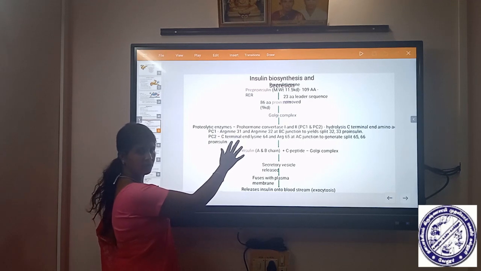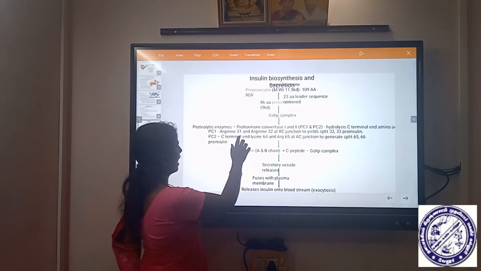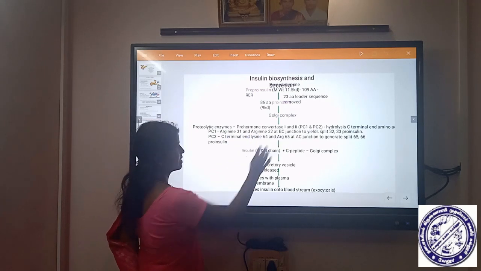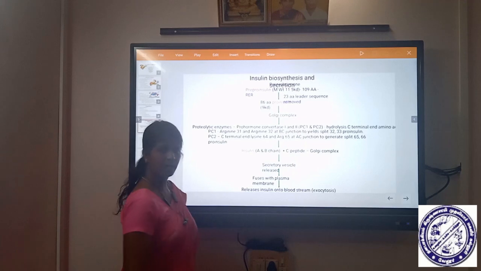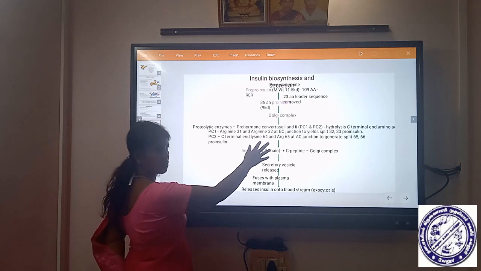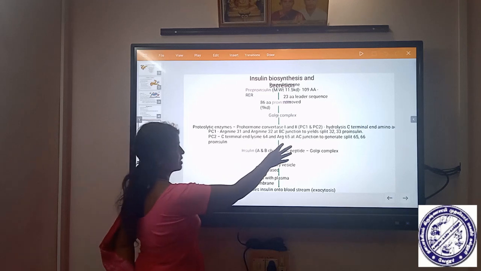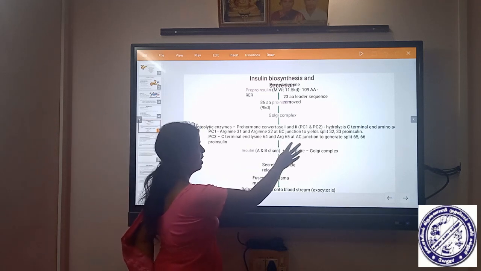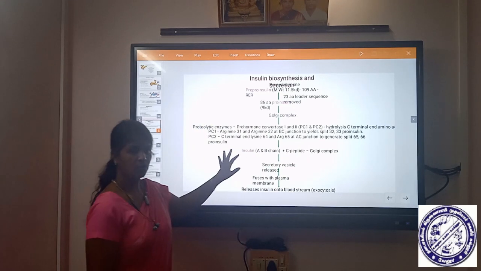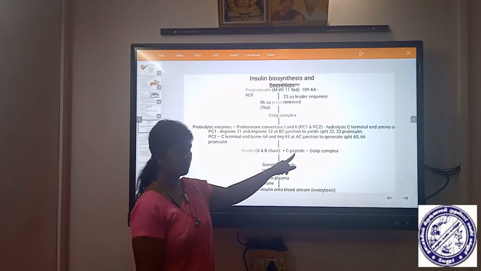There are 2 proteolytic enzymes, PC1 and PC2. PC1 acts at specific amino acids, arginine 31 and arginine 32 at the BC junction, and it splits the 32 and 33 proinsulin molecule. Whereas PC2 cleaves at the position of 64 and 65. At the 64th position it has a lysine molecule and at the 65th position it has an arginine molecule, and it splits the 65 and 66 proinsulin molecule to form an active insulin molecule which has only A and B chains. Along with that, the C peptide is cleaved off.